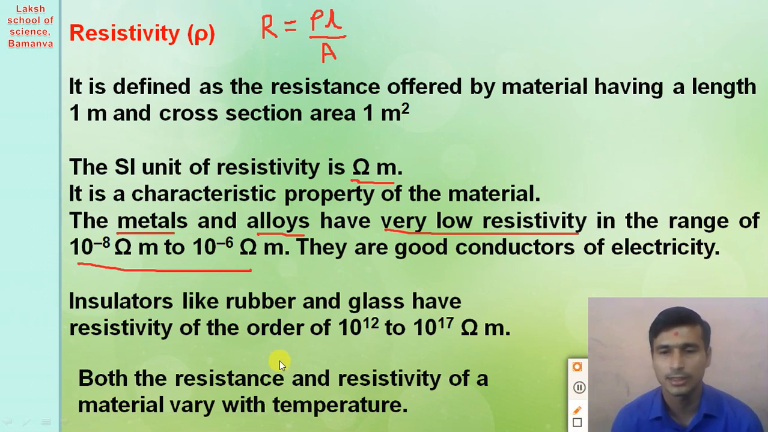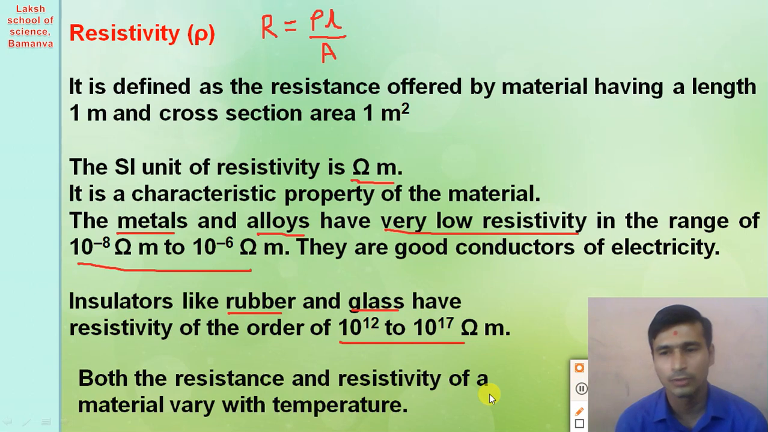Instead of this, if we consider an insulator like rubber or glass, those are bad conductors of electricity, and they are called insulators. So insulators like rubber and glass have a very high resistivity. It is in the order of 10 raised to 12 to 10 raised to 17 ohm meter, right? So rubber, glass, and plastic have a very large value of resistivity, and that's why they are called insulators. They are bad conductors of electricity.